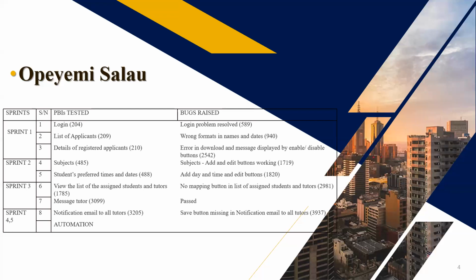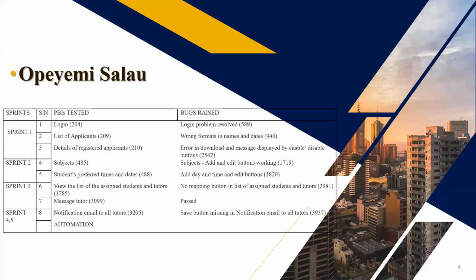As you can see in the first one, login problem resolved. So the bug is that I saw a login problem, but when it was resolved, I changed it to login problem resolved. If you go downward, in sprint two, I tested two PBIs, and among the two, I also raised bugs. Also, it goes on to sprint three, where I raised two PBIs too. And in sprint four, we started our automation. So the PBIs were not much that time.